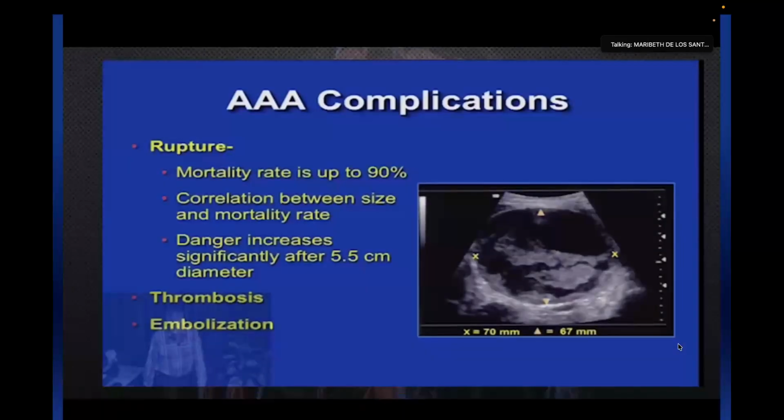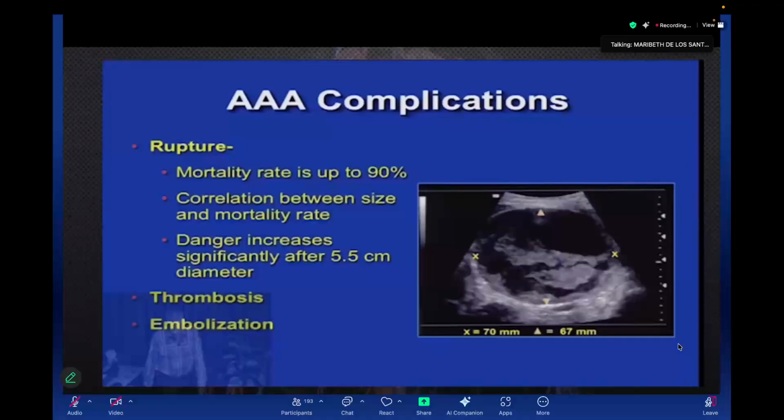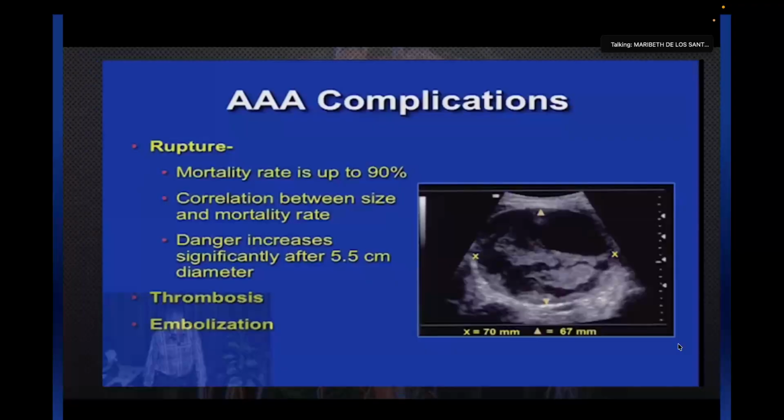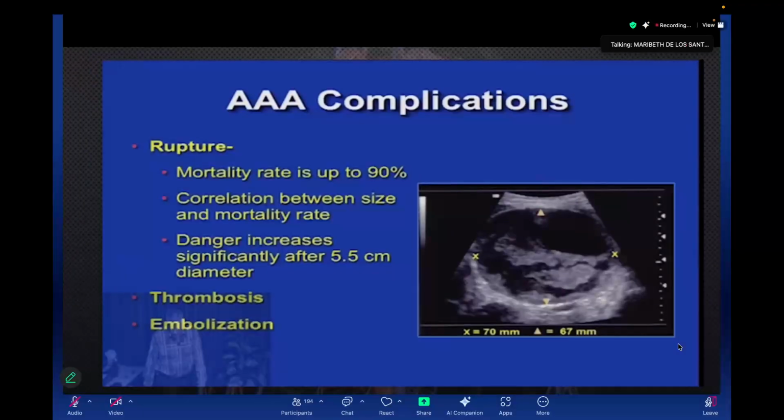So, what are the complications of AAA? Of course, the most feared and fatal complication is rupture. Mortality rate of ruptured AAA is up to 90%.